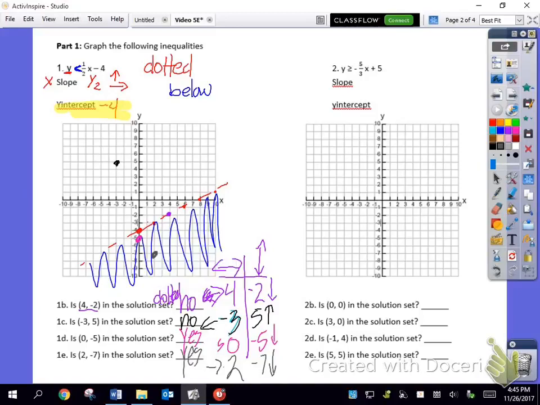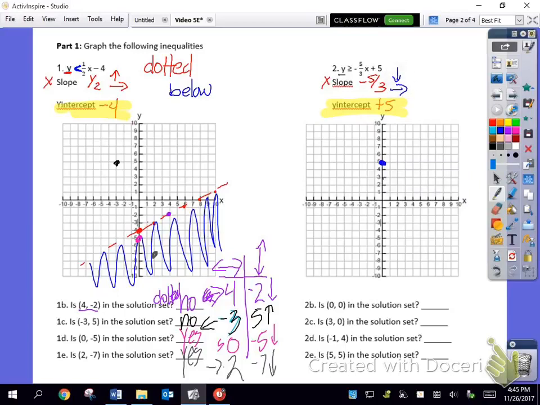Okay, so let's graph the second one. First of all, I've already solved for y, so I'm good to go. -5/3, whatever's by x is my slope. My y-intercept is a +5. Remember, you always do this, the y-intercept first. So I'm going to start at +5, put my dot at the y-axis. The slope tells me to go down 5 and to the right 3.